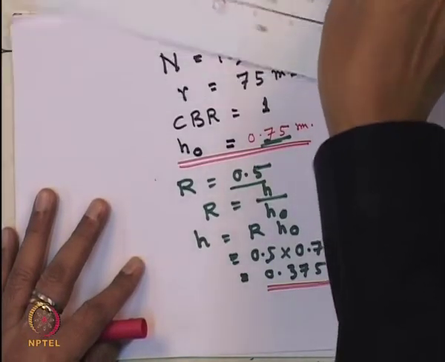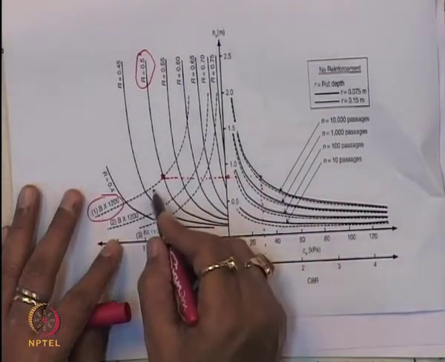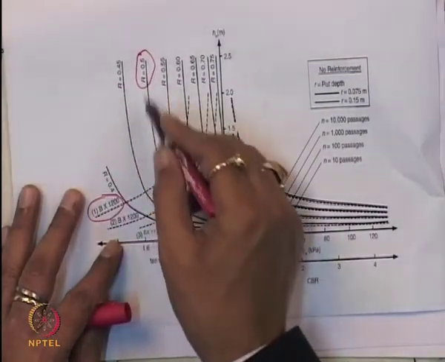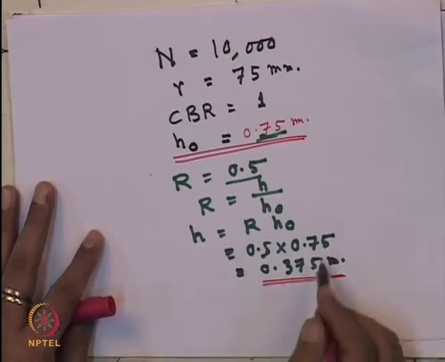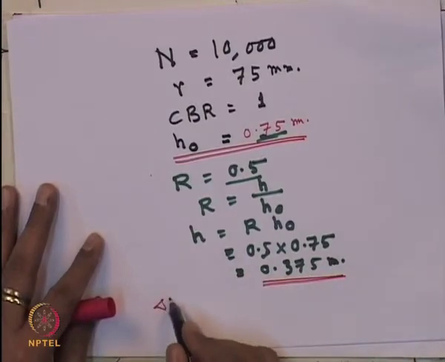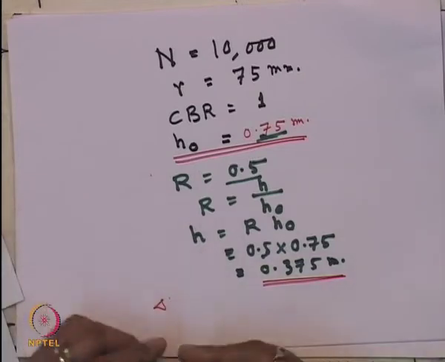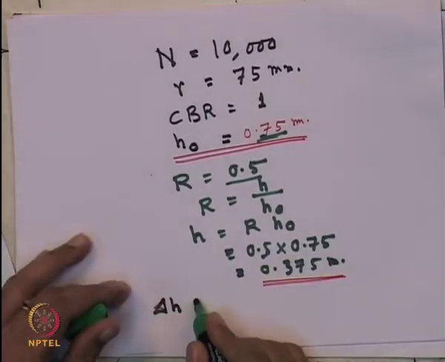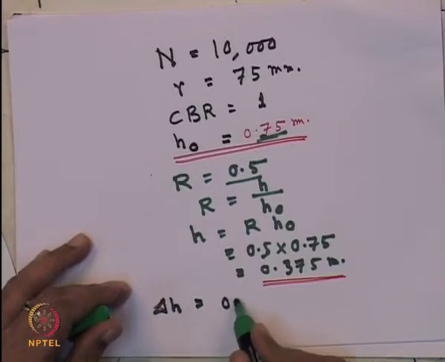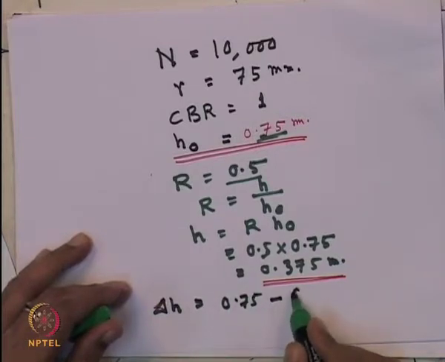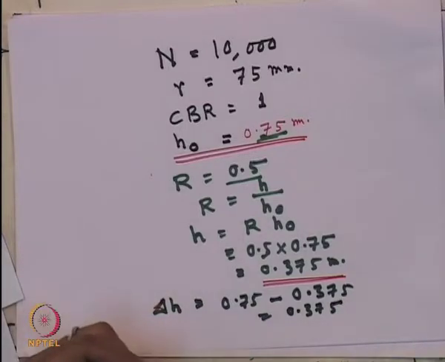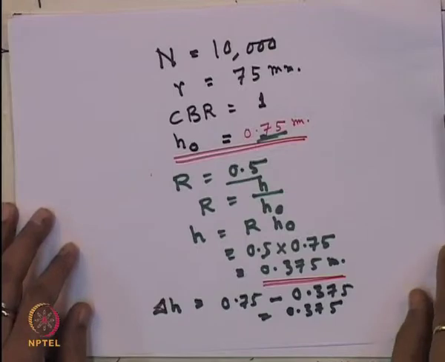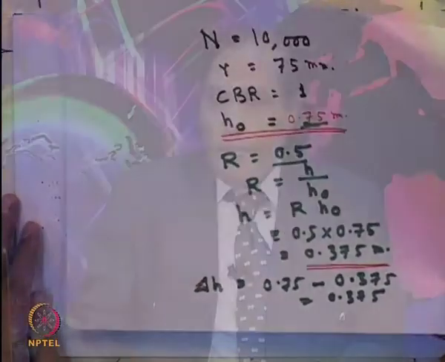For example, if the curve falls somewhere here, then you can interpolate between 0.45 and 0.5. So what will be the aggregate saving? The aggregate saving, delta H, will be equal to 0.75 H0 minus 0.375. That means this will be 0.375, so you can save almost 50%. This way you can use the design chart also.